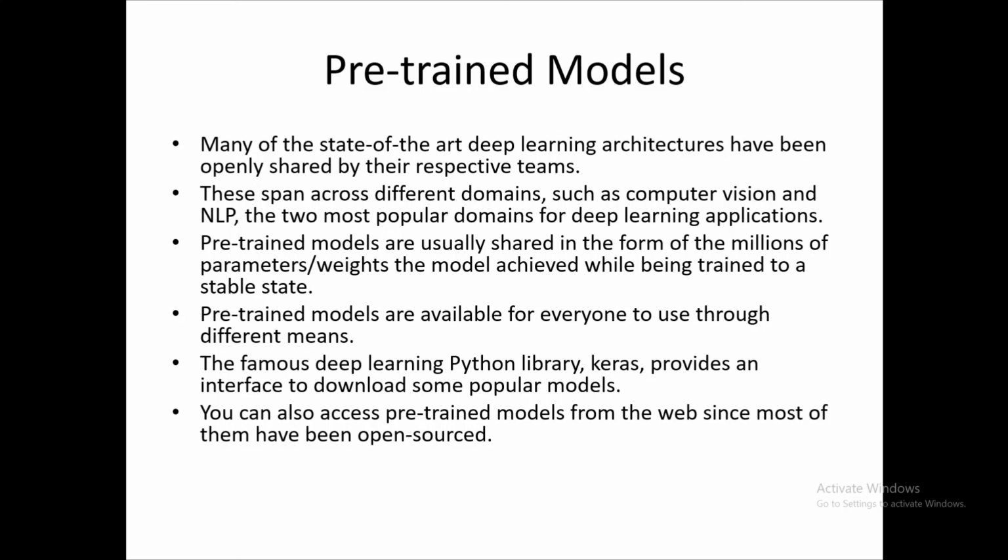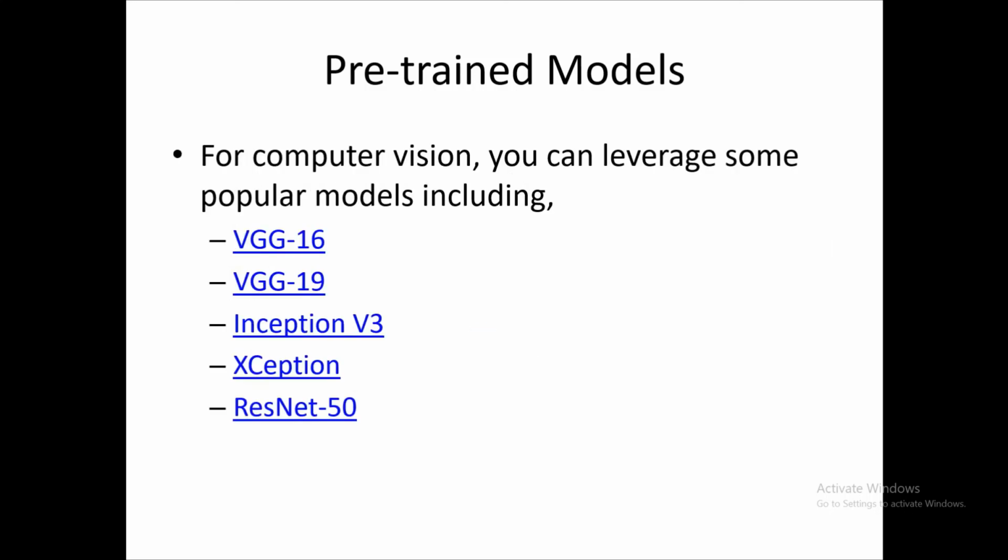The famous deep learning Python library Keras provides the interface to download some of the popular models, and we can also access pre-trained models from the web, since most of them have been open sourced. These are some of the pre-trained models which are available, including VGG16, VGG19, InceptionV3, Xception, ResNet50, and AlexNet. These are the pre-trained models that we can use.